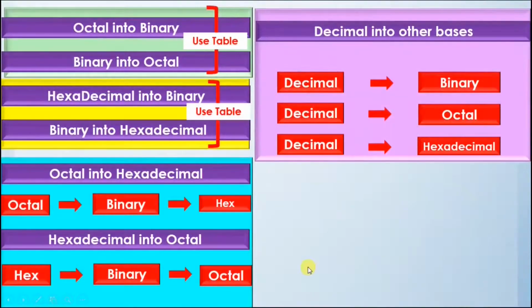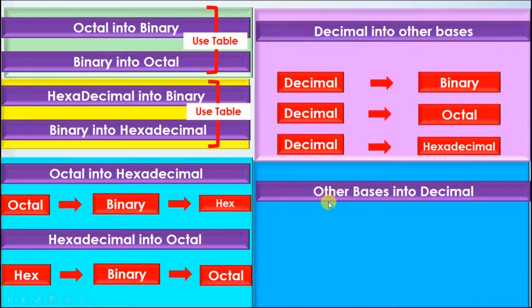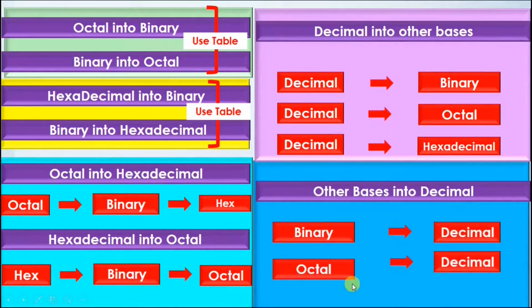So now we have seen how to convert decimal into other bases using whole numbers as well as floating point numbers, as well as a number that has a whole part as well as a fractional part. In the next section, we will see how to convert other bases into decimal. First of all, we will see how to convert binary into decimal, and then octal into decimal, and then hexadecimal into decimal. So let's move ahead.